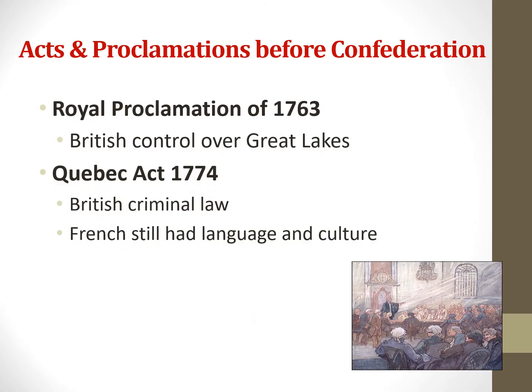So what were some things that set things into motion for Confederation? One of them was the Royal Proclamation of 1763. This is where Britain basically takes over all of the areas around the Great Lakes, which is where Ontario is. You also have the Quebec Act of 1774, and this basically said that the British created their common law or criminal law system, which meant that if you were charged with something, the court system was like Britain's court system. It was also important to note that in the areas around where Quebec is going to be, the French Canadians, we'll start calling them, still were able to keep their language and culture.